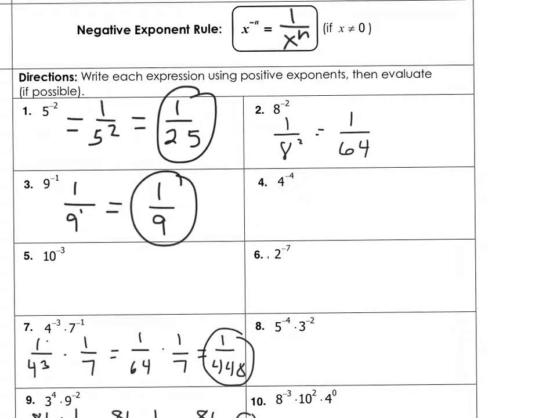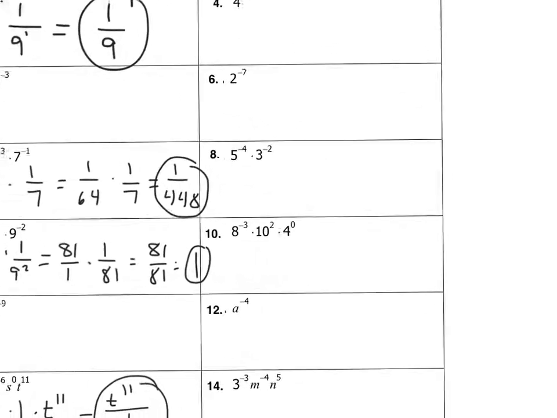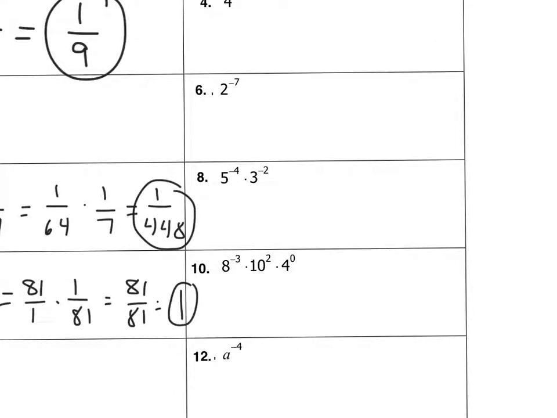And then if we skip down to number 8, we have 5 to the negative 4th, which becomes 1 over 5 to the 4th, times 3 to the negative 2, which becomes 1 over 3 to the 2nd. 5 to the 4th is going to give us 625. 3 to the 2nd becomes 9. And now when we multiply this all out, we end up with 1 over 5,625.